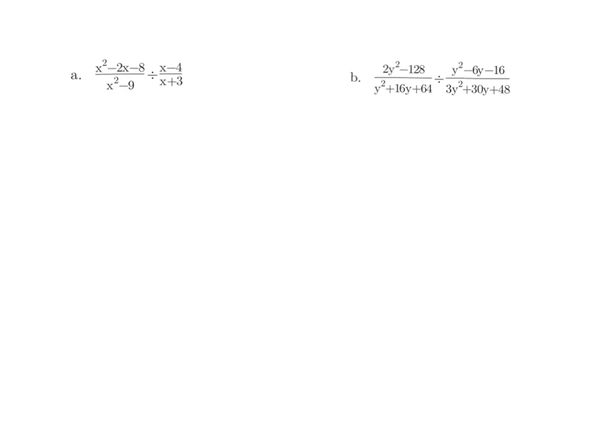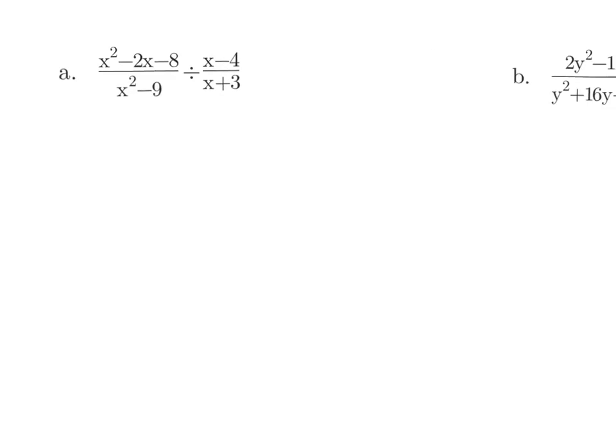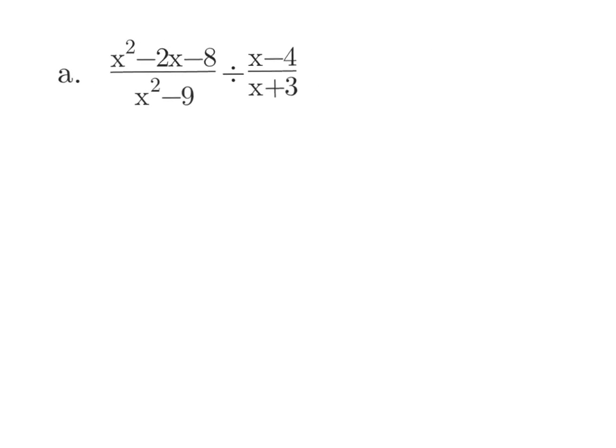Alright, so let's go ahead and look at some examples. For example A, we have x squared minus 2x minus 8 over x squared minus 9 divided by x minus 4 over x plus 3. My first step is going to be copy dot flip, so I'm going to leave my first fraction the same. Dot flip the second fraction, we get x plus 3 over x minus 4.